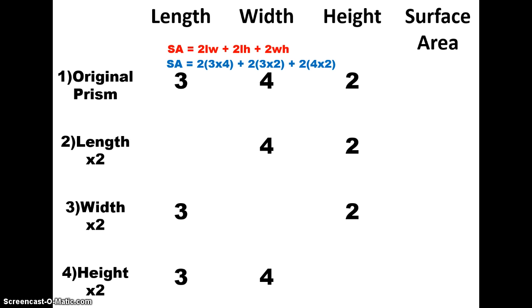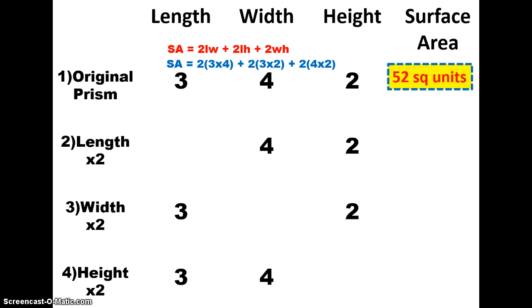So here are our substitutions when we plug those values into our formula. Please hit pause here and find this calculation before you go forward to find the total surface area. Our total surface area for this original prism is 52 square units.